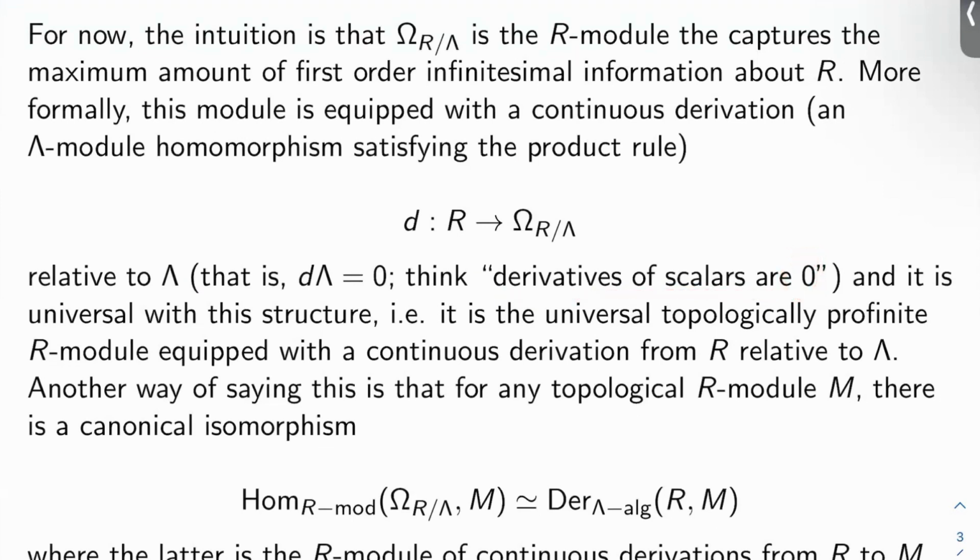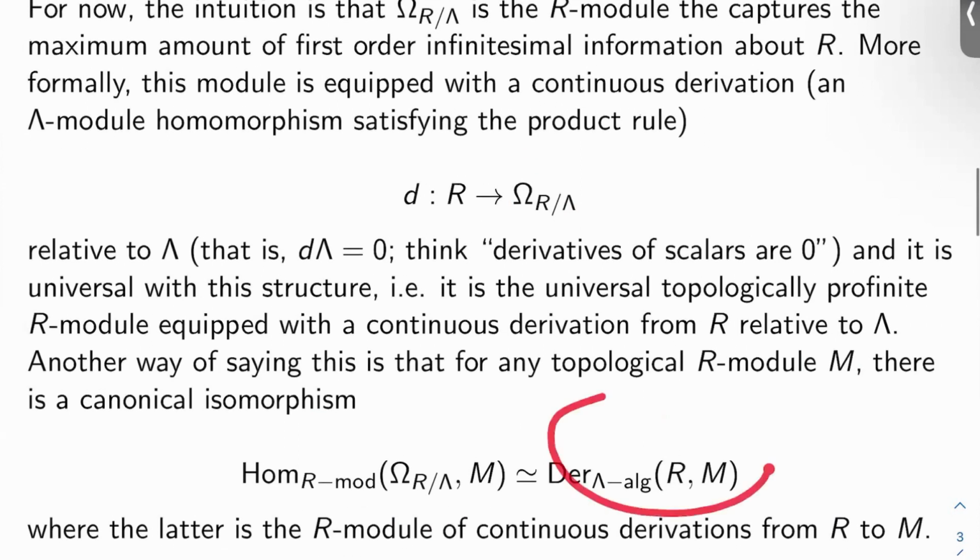Okay. It's universal with the structure, which means it's the universal topologically profinite R module equipped with a continuous derivation from R relative to lambda. Another way of saying this, maybe that's more enlightening and direct, is that for any topological R module M, there's a canonical isomorphism from the R module homomorphisms of omega of R over lambda to M, with the lambda algebra derivations from R to M. So I like to think like this omega here is turning derivations into module maps. Okay. So what is this here? This again is just the R module of continuous derivations from R to M.